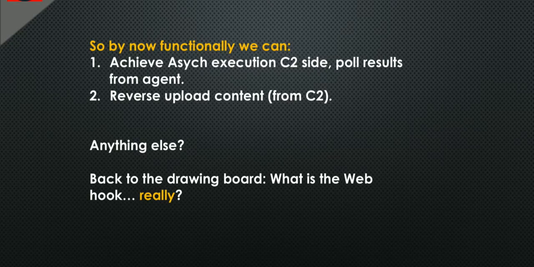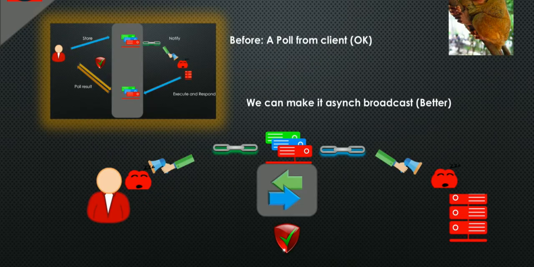Again, coming back to what webhooks really are, it's just a broadcast. And if we use GitHub as a central repository or broker of C2, then we can achieve real-time communication, right? Essentially what we do is assign two webhooks, one that goes to the C2 server, the other webhook that goes to the client, to the agent that resides in the company.